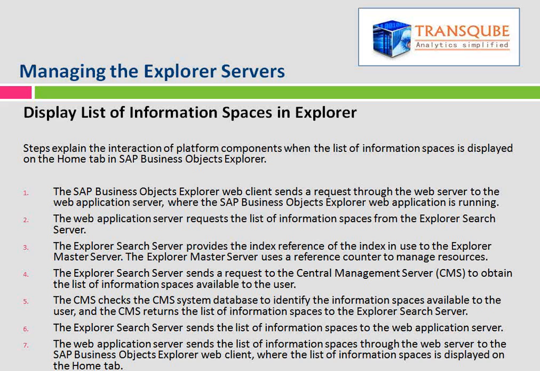Explorer Set Server sends a list of information spaces to the Web Application Server. Web Application Server sends the list of information spaces to the web server, to the BOE Explorer web client, where the list of information spaces is displayed on the home tab. Like I stated, on the home page you can see the list of available information spaces that the user who logged into the platform is authorized to access.